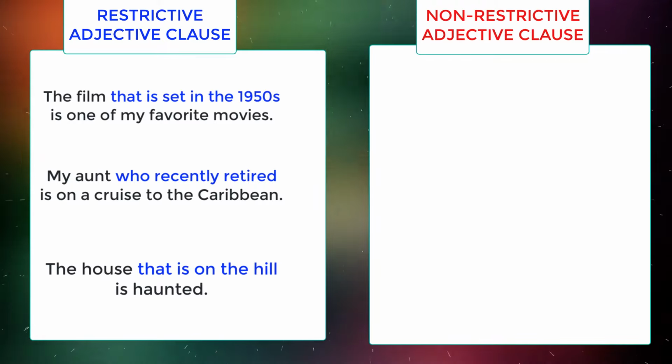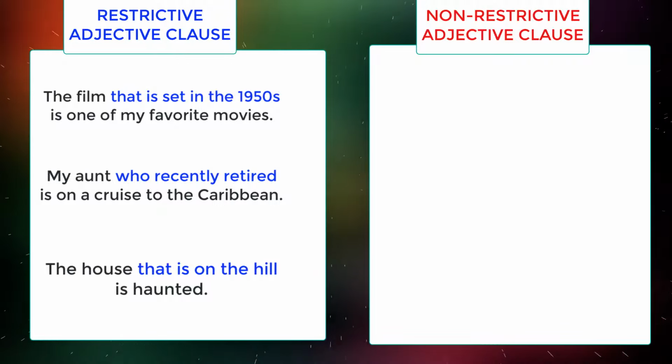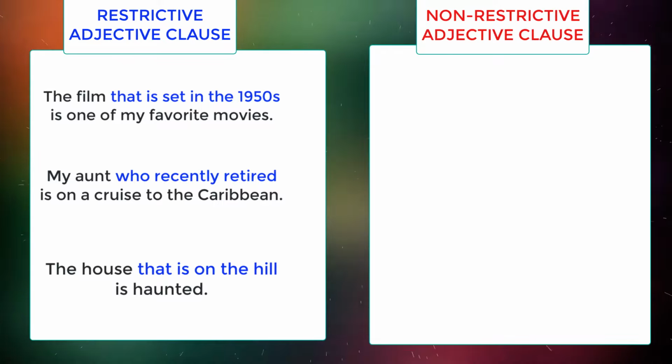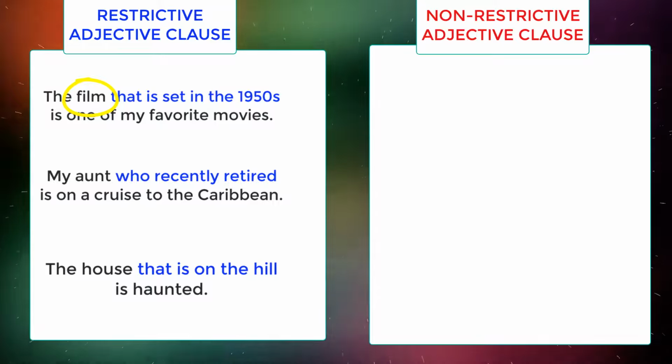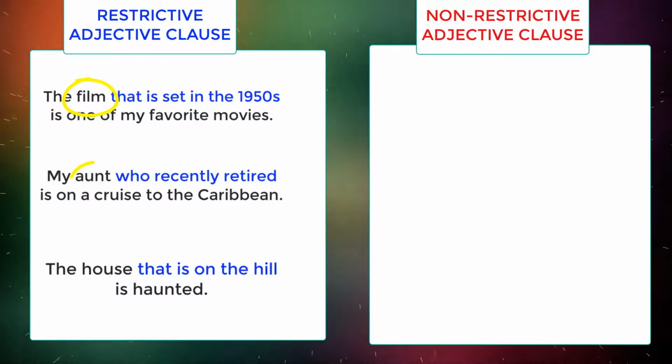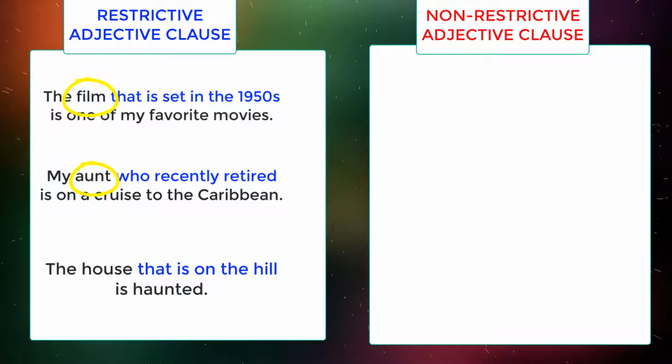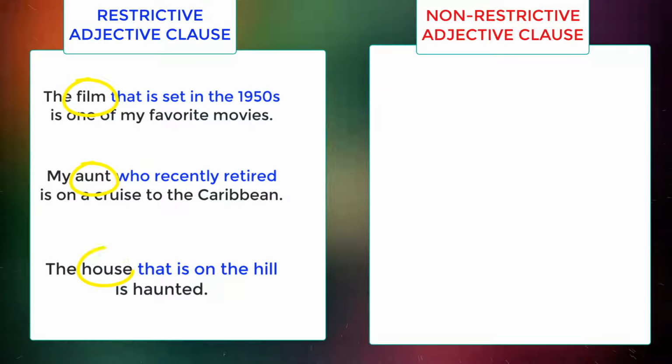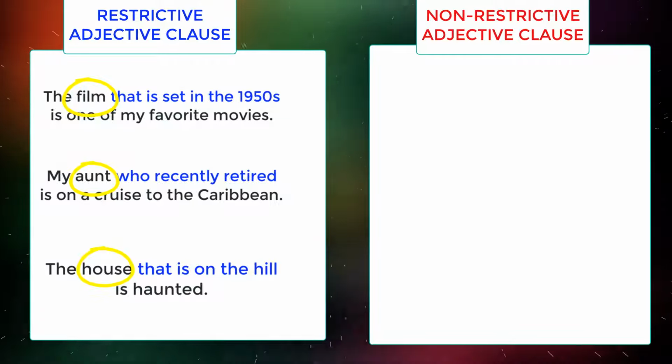Again, notice that we cannot set off the adjective clause with commas because we cannot remove the clause. The clause is limiting or modifying. The clause is essential. It's identifying the film. What film? The one that is set in the 1950s. Which aunt? I have many aunts. The one who recently retired. Which house? The house that is on the hill. If we remove the essential adjective clause, we would be removing essential information.